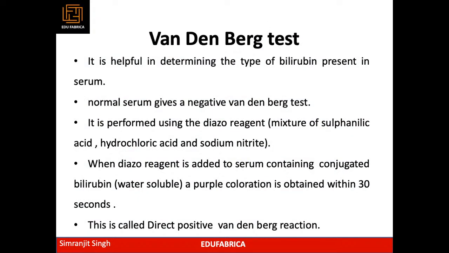So in order to find out bilirubin concentration in your body, there is a test called the Van den Bergh test. It is helpful in determining the type of bilirubin present in the serum. Normal serum gives a negative Van den Bergh test, and it is performed using the diazo reagent. When diazo reagent is added to serum containing conjugated bilirubin, a purple coloration is obtained within 30 seconds. This is called a direct positive Van den Bergh reaction.